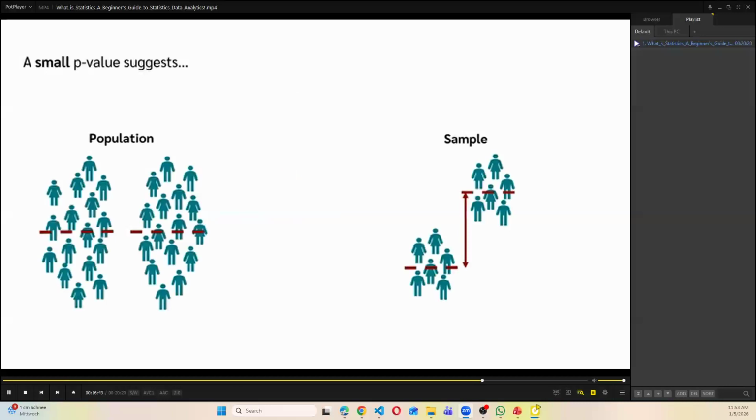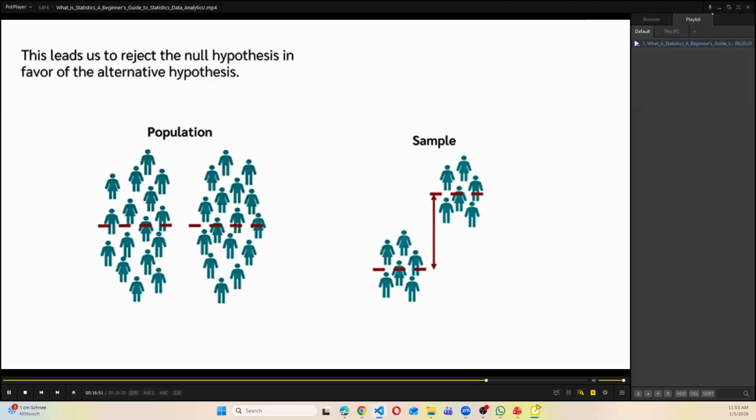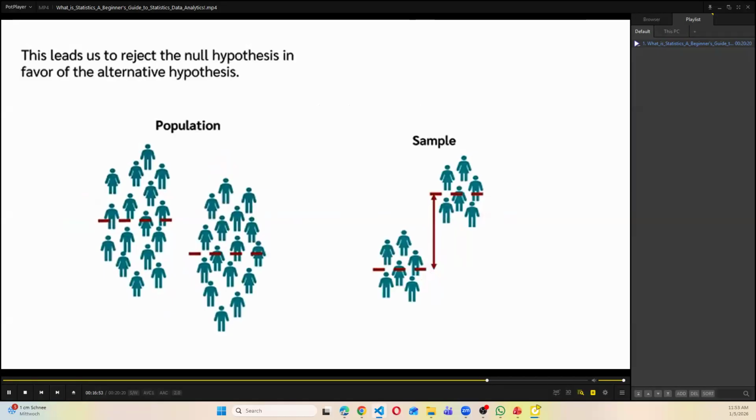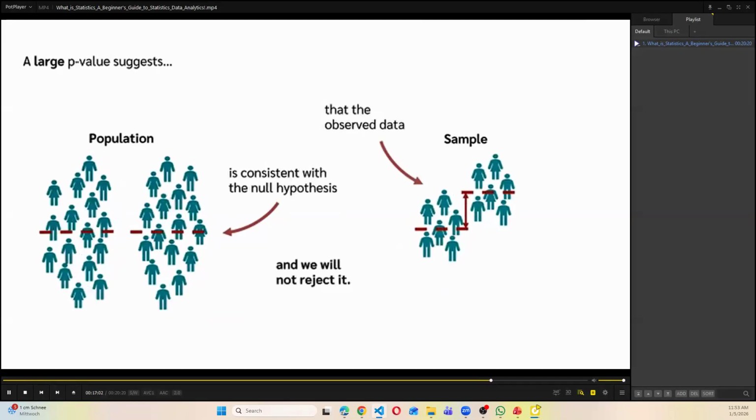Therefore, a small p-value suggests that the observed data, our sample, is inconsistent with the null hypothesis. This leads us to reject the null hypothesis in favor of the alternative hypothesis. A large p-value suggests that the observed data is consistent with the null hypothesis, and we will not reject it.